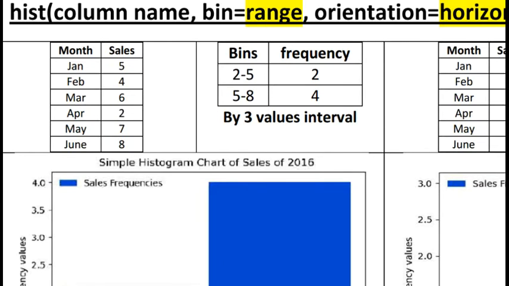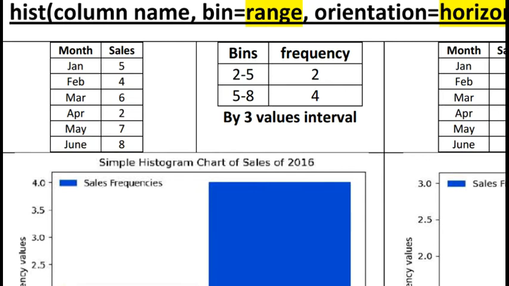Okay, so what is the minimum value? You can see the minimum value is 2. What is the maximum value? It is 8. All the values are between 2 and 8. So we can create a fixed number of intervals. Here I decide 2 to 5, then I decide 5 to 8.